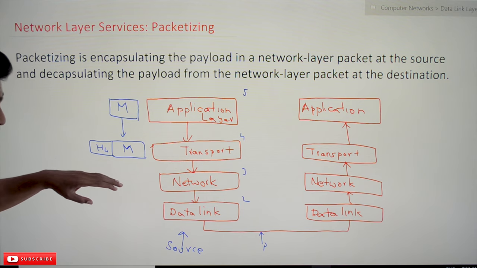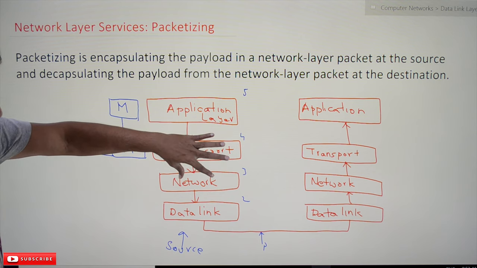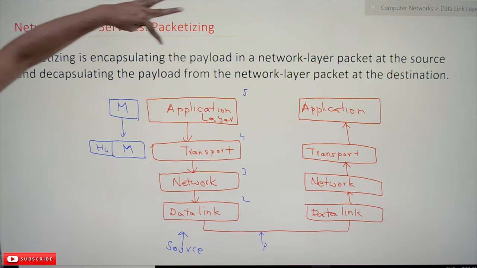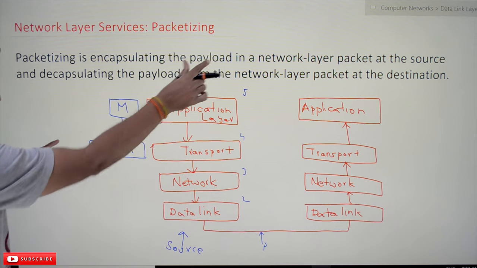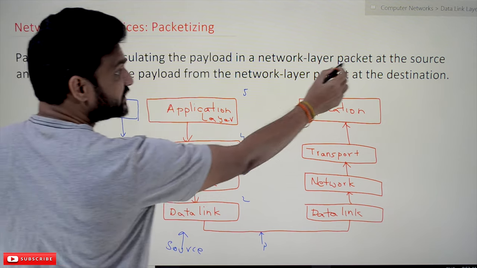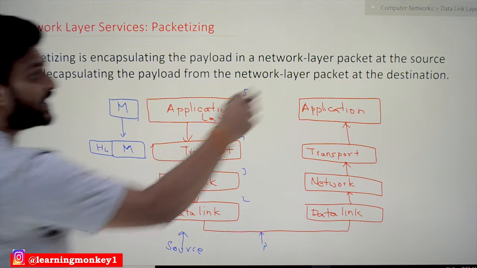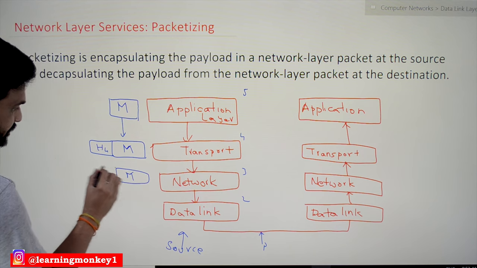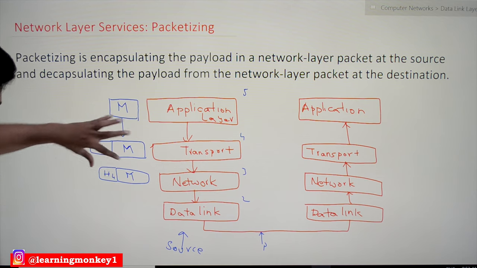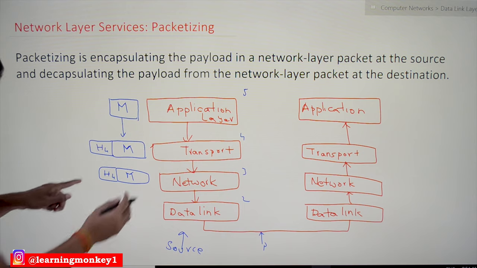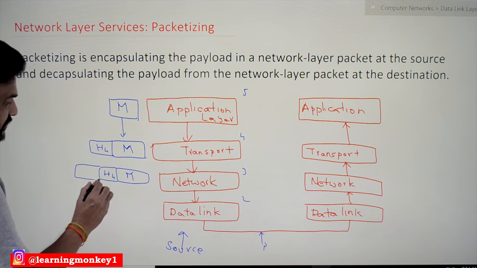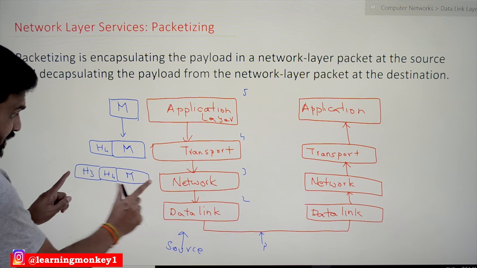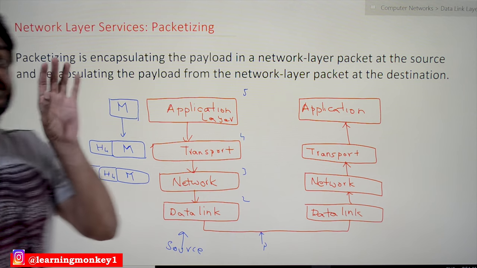Adding the header that is required for the network layer is what we call packetizing. Packetizing means encapsulating the payload. This is the payload, and it is getting encapsulated in the network layer packet at the source. The message along with header 4 is the complete payload. If you attach the header of the network layer to this payload, this complete payload along with the network layer header is what we call a packet.